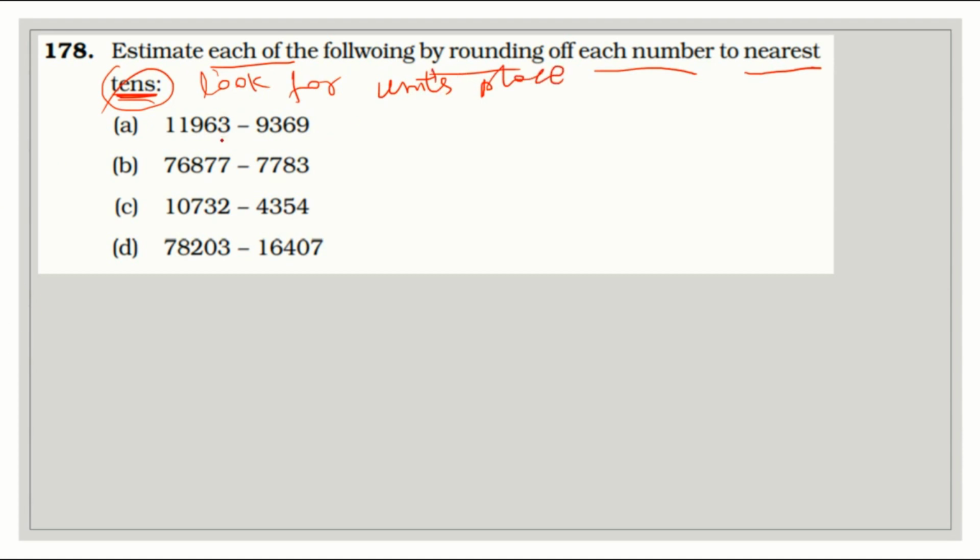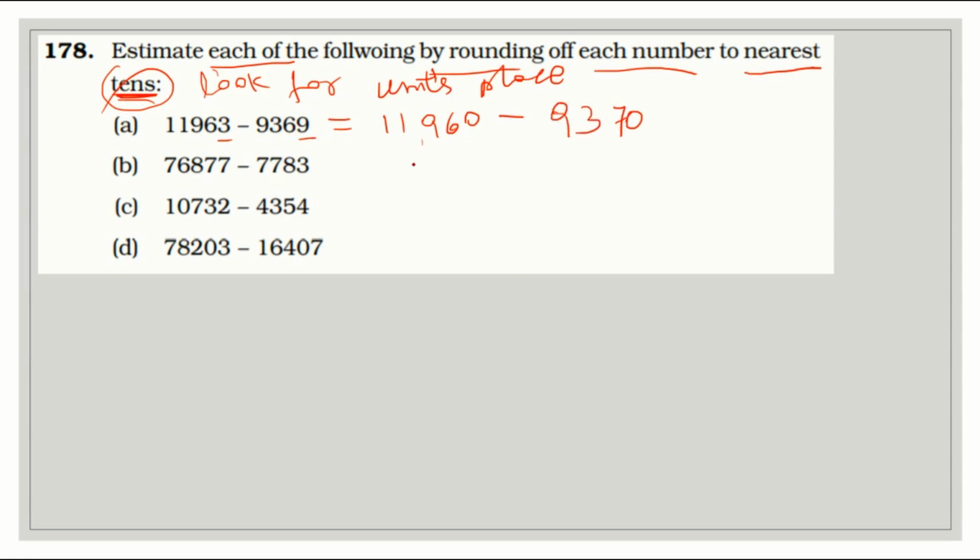Now here units place is 3, so it is 11,960 only. If the units place is equal to or more than 5, we will change based on that. If units place is less than 5, we will not add anything to tens place. If units place is equal to or more than 5, we will make that unit place 0 and increase tens place by 1. Rest of the digits we will write as it is.